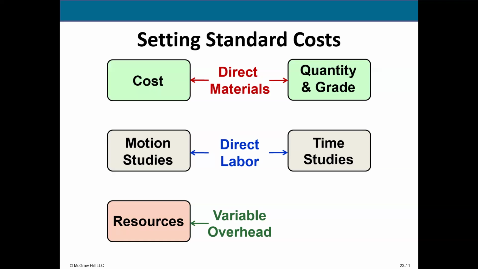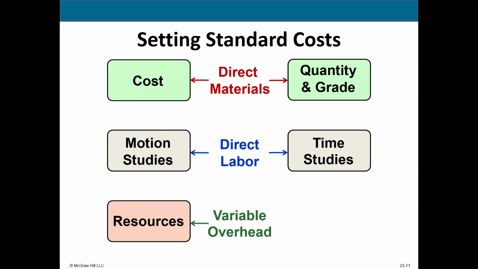And then the other thing I look at is my overhead for variable costs. I have a standard rate for variable costs. Let's say it's $10 per direct labor hour. That's my standard rate, my factory-wide rate. And that's based off of the number of direct labor hours used. So those are how I set my standards.